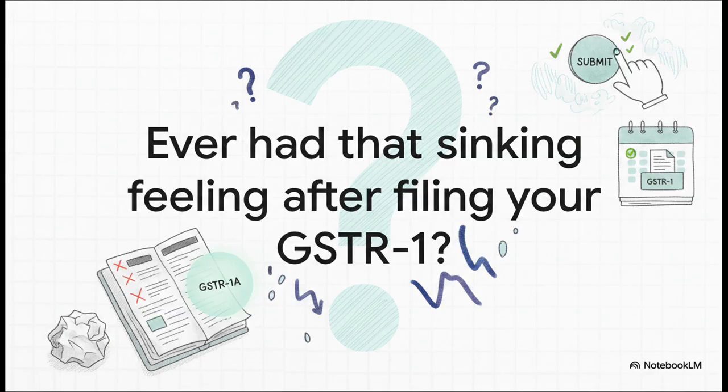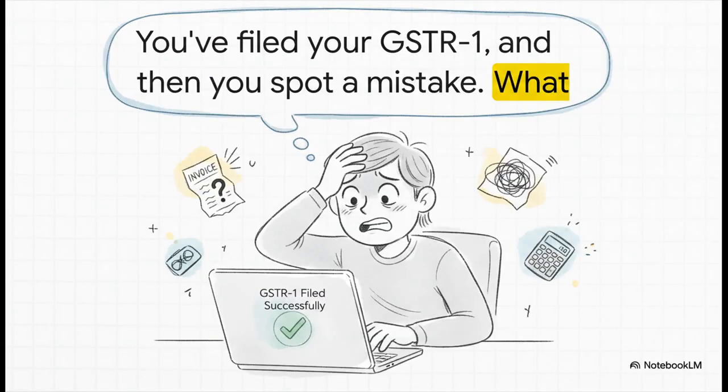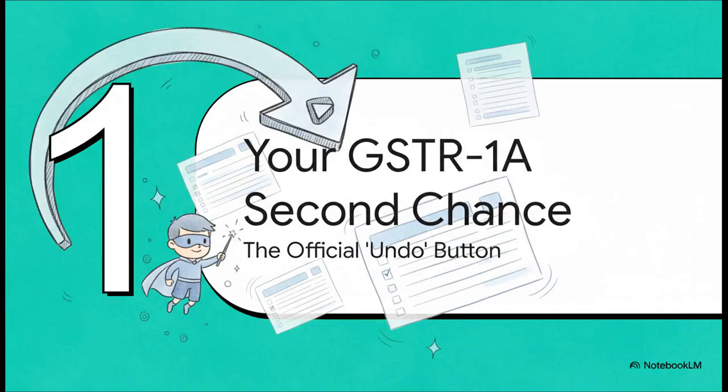You know the one I'm talking about. You've hit that submit button, you've filed your GSTR-1 for the month, you let out a huge sigh of relief, and then it hits you. That little voice in your head. Oh no, maybe you forgot an invoice, or you typed in the wrong amount for another one. That little bit of panic starts to creep in, right? Do you have to wait all the way until next month's return to fix it? Well, maybe not. And this is where the hero of our story comes into play, Form GSTR-1A.